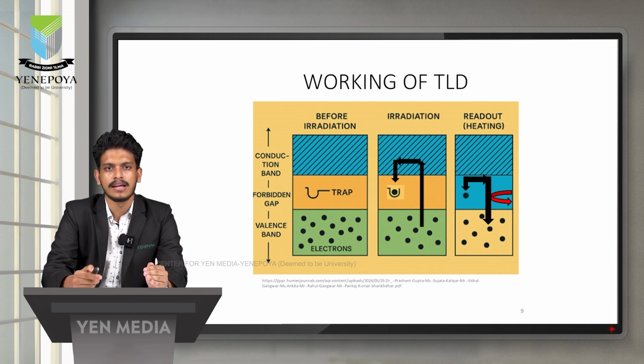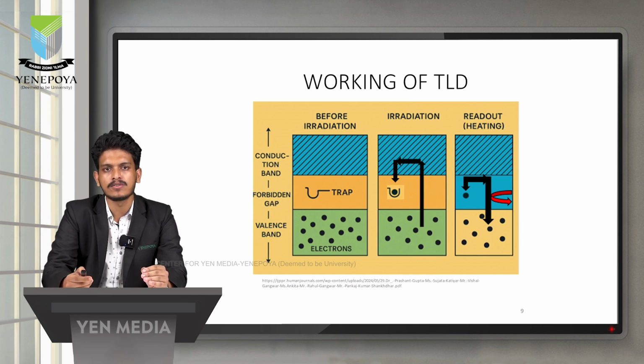Now moving on towards reading of the TLD. When the TLD is heated, we heat it using an instrument called a TLD reader. After heating the TLD, the electrons that are trapped in the forbidden gap will gain energy and escape from the forbidden gap and come back towards the valence band. While coming back to the valence band, they will emit energy as light.